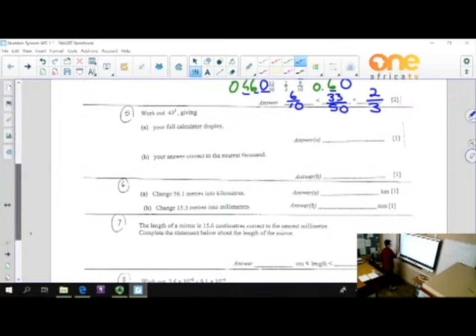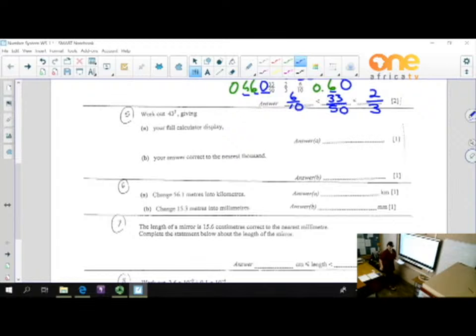Question 5. Work out. So all that I do there is on my calculator, 43 to the power of, look, you will see there is a button, x to the power of 3. Use that one. Is equal to, and they say write the full calculator display. So I got 79507, all the numbers, the full display.